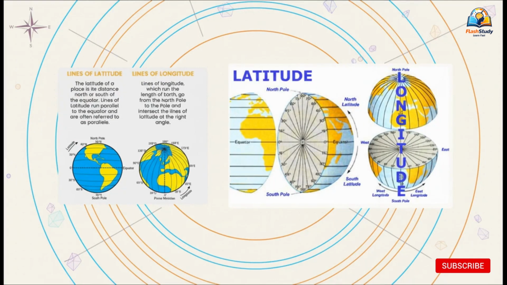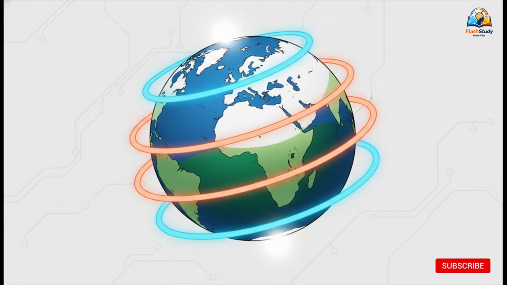And these lines have a nickname: parallels. It's a perfect name, really, because they run perfectly parallel to the equator and to each other. They never, ever cross. The equator is our big starting line, our 0-degree mark. Now, technically there's a line for every single degree, but there are a few famous ones you've probably heard of.